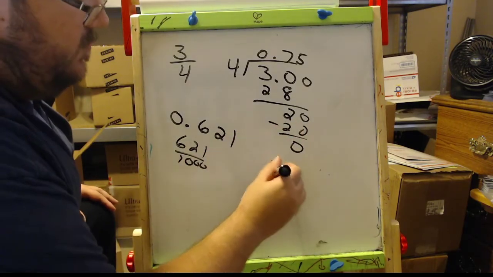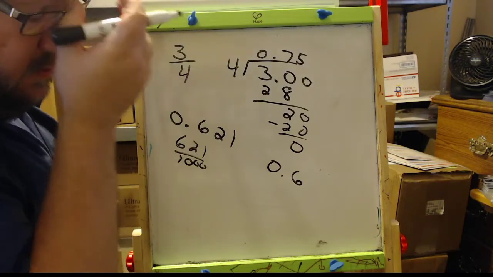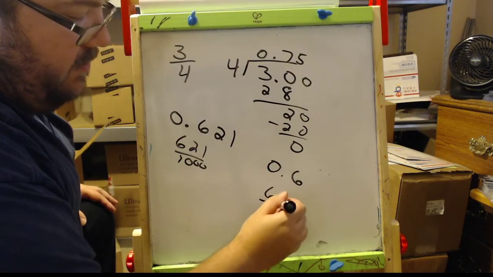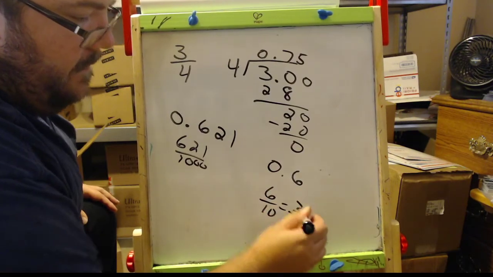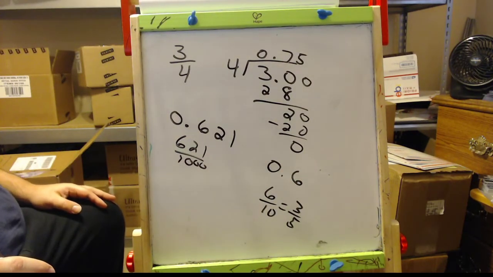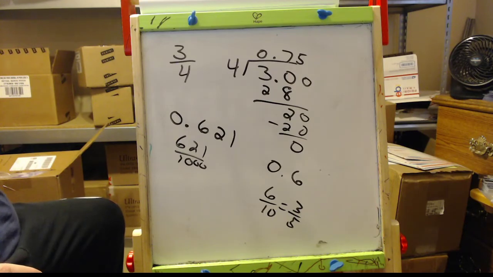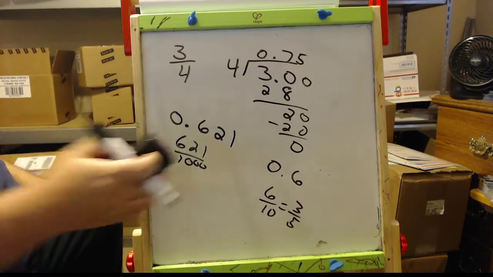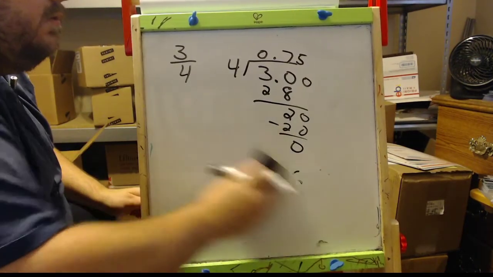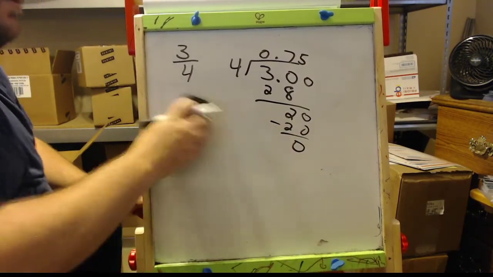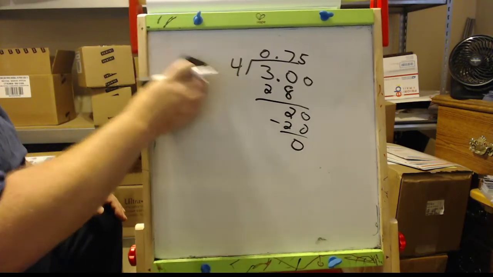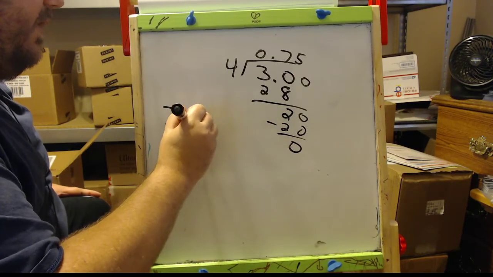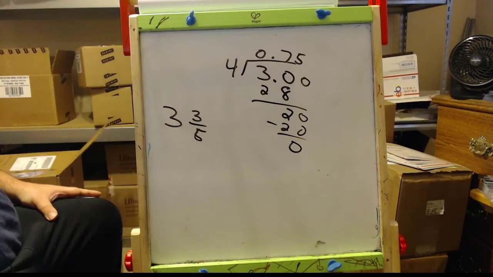Let's do something simple. 0.6. 0.6, that's the tenths, 6/10. Now that could be reduced to 3/5. Okay. So it's pretty much straightforward as long as you know what your places are. So what if I had a mixed fraction? All right, what if I had like 3 3/5 and I wanted to write it as a decimal?